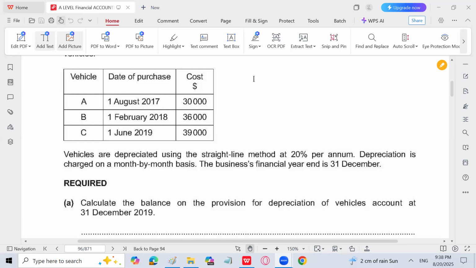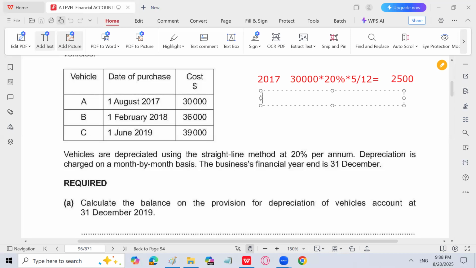In 2017, we have only one asset, and it is depreciated 30,000 multiplied by, how much is the percentage? 20% multiplied by 5 over 12. August, September, October, November, December. How much will it become? 30,000 into 20% is 6,000. 6,000 into 5 over 12 is 2,500. Okay, we are done with that.